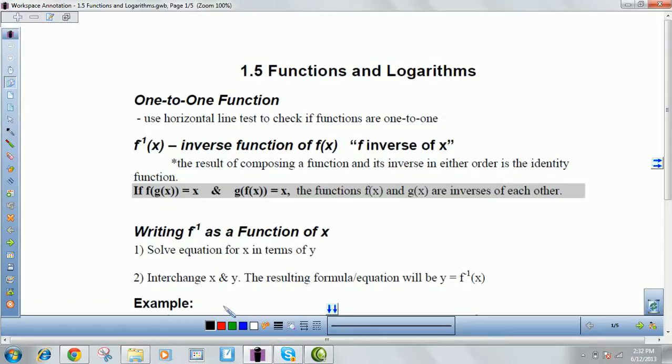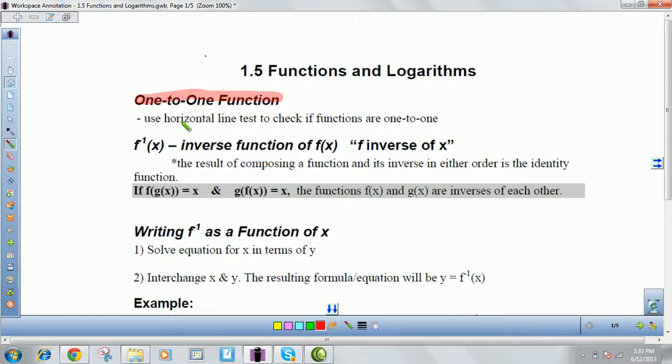Okay, in this video, we're going to mainly focus here on just inverse functions. And then from there, we'll go on to more about logarithmic functions and their basic properties. But now we're mainly focused on inverse functions. So first of all, in order for a function to have an inverse, it must pass this test right here.